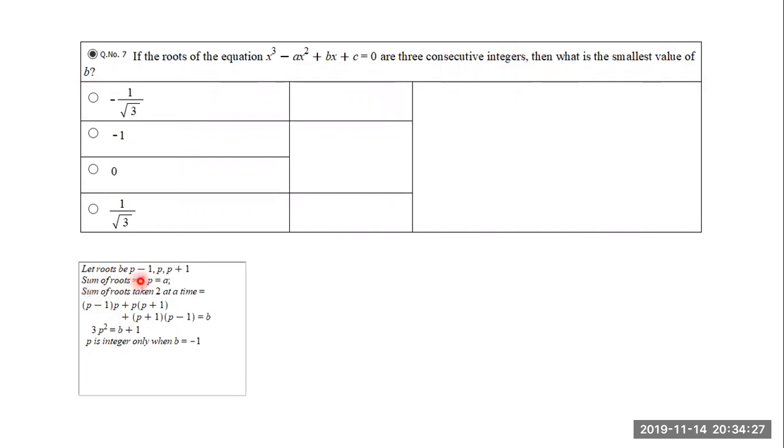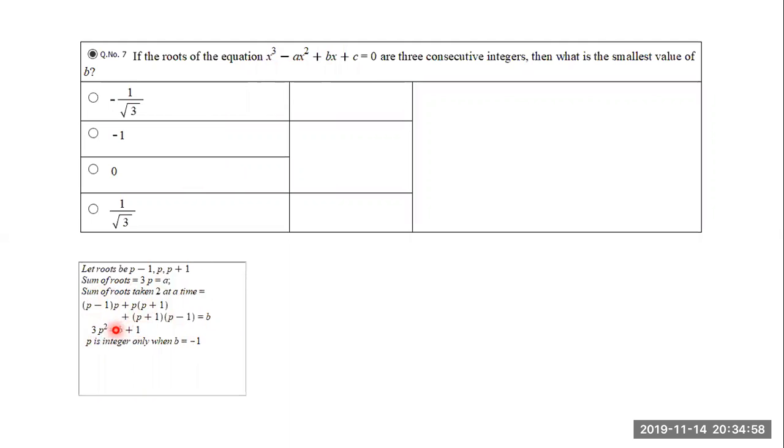Sum of the roots is equal to minus coefficient of x squared divided by coefficient of x cube. Vieta's rule. I told you no, which is plus a. So 3p is equal to a. And sum of the roots taken 2 at a time is p minus 1 into p plus p into p plus 1 plus p plus 1 into p minus 1 is equal to coefficient of x divided by coefficient of x cube, which is b. Right? This becomes 3p squared minus 1 is equal to b.